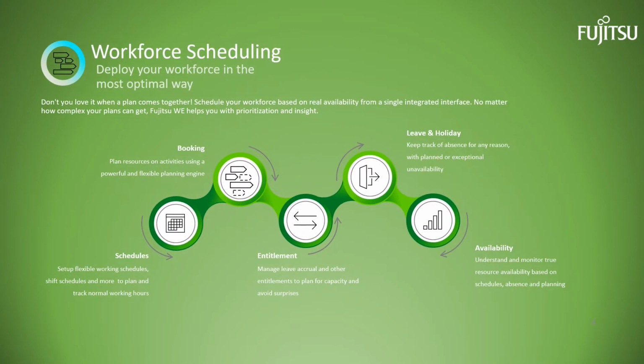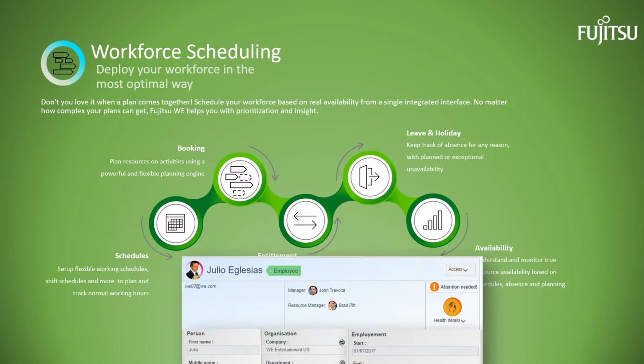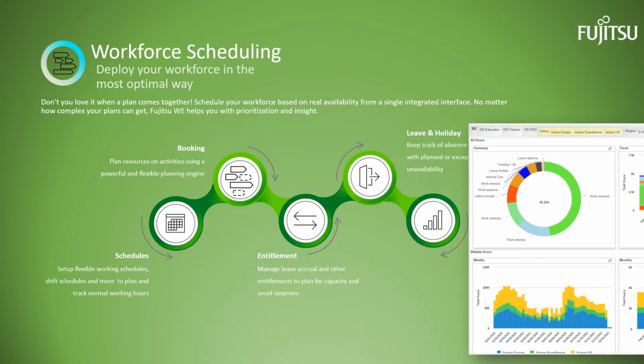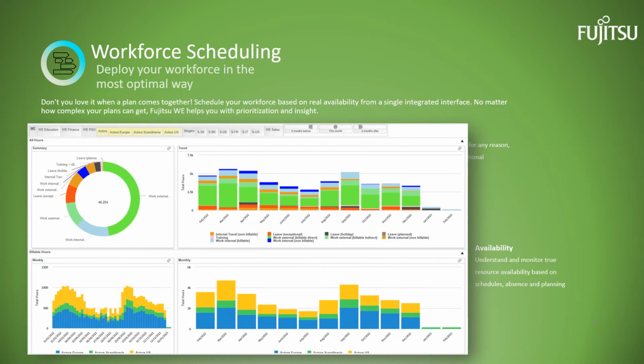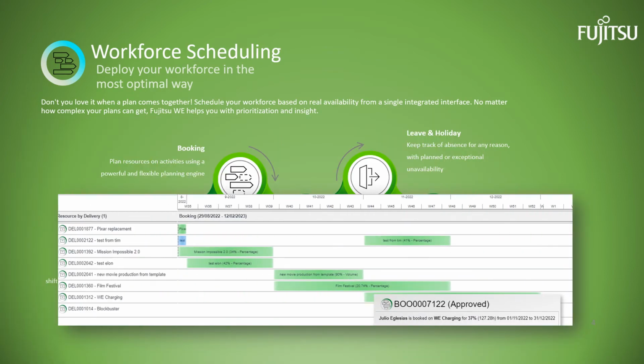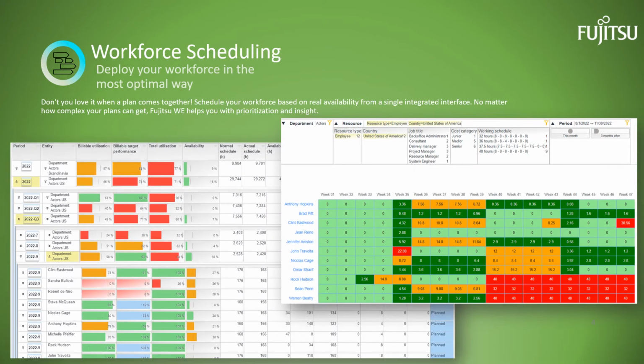Workforce scheduling is all about using your workforce's time in the most efficient way. Manage your resource profiles and plan for changes in, for example, working schedules or department. Understand actual working hours from work schedules, company holidays and personal time off. Plan resources on the work to be done with the powerful Fujitsu WE planning engine. Get real-time insight in utilization and availability of resources to steer your company in the right direction.